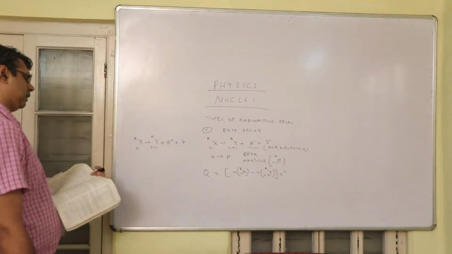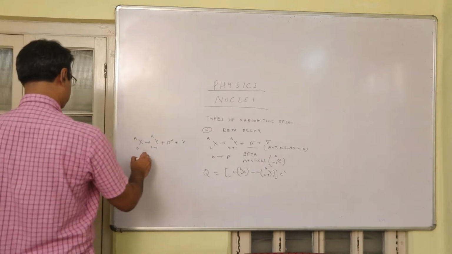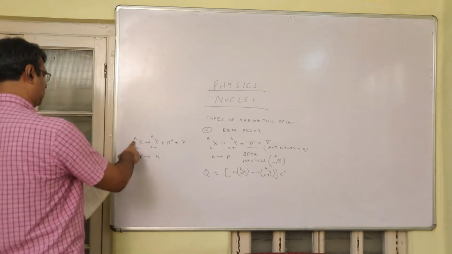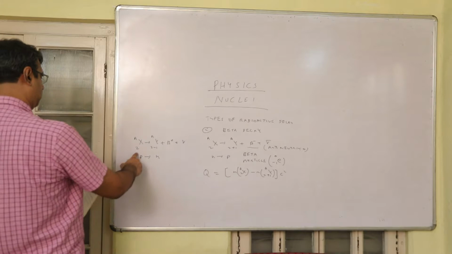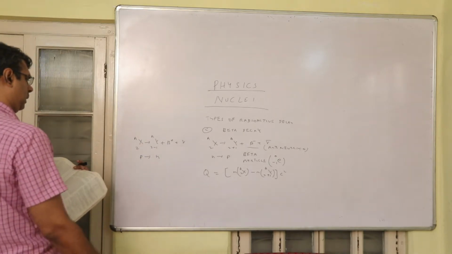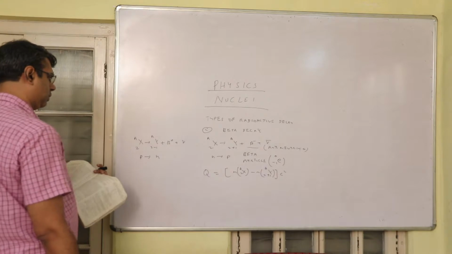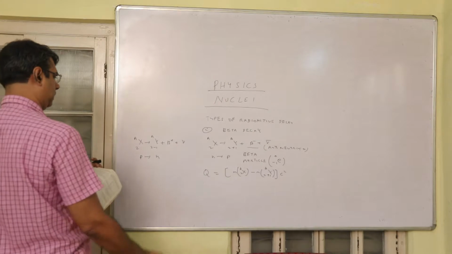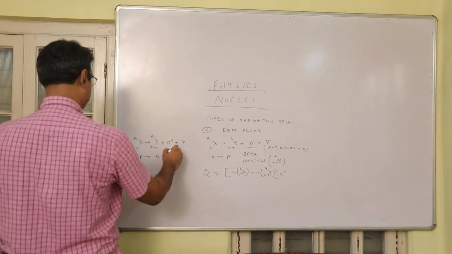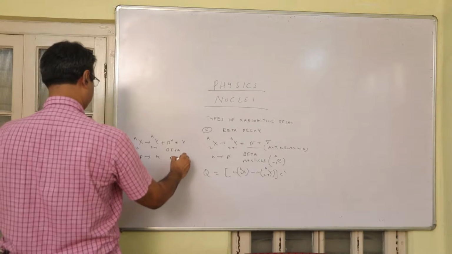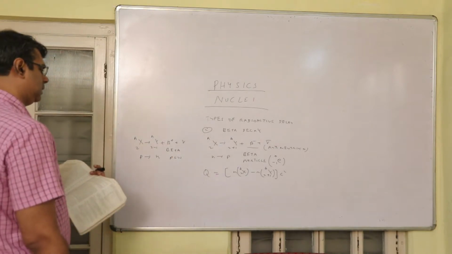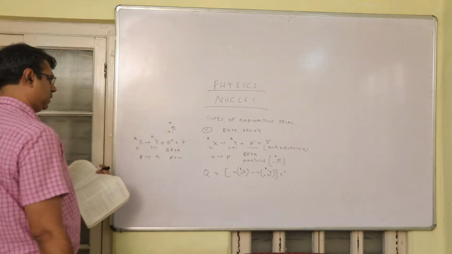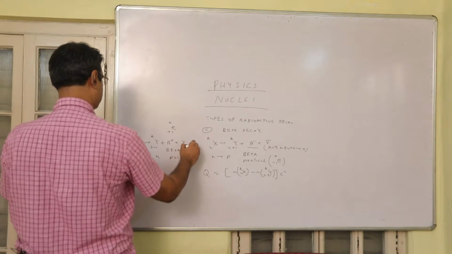Now have a look at this reaction. This is an example of a proton getting converted to a neutron. The mass number A, atomic number Z and Z minus 1. So a proton is getting converted to a neutron, and in the process you are releasing a beta plus particle. This is called a beta plus particle. Beta plus particle is exactly identical to an electron, but it carries a positive charge. And this particle is called a neutrino.